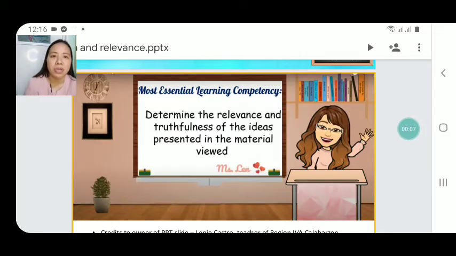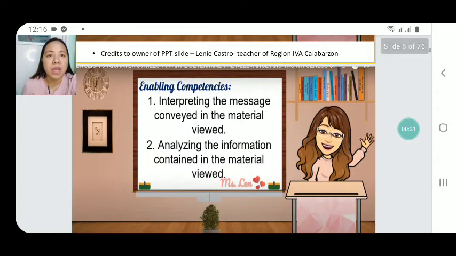Today we're going to learn to determine the relevance and truthfulness of the ideas presented in the material viewed. In this module, we're going to enhance our viewing skills. Under this module, the enabling competencies are interpreting the message conveyed in the material viewed and analyzing the information contained in the material viewed.